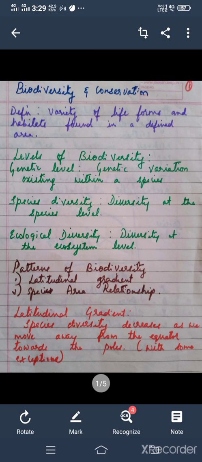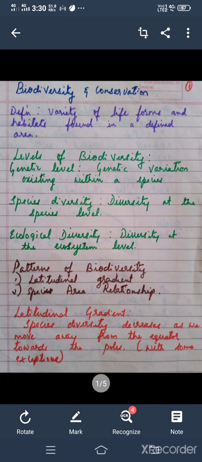Next is species diversity. It is defined as diversity at the species level. So we have taken the example of amphibian species with respect to the Western Ghats and Eastern Ghats. Next is ecological diversity, meaning diversity at the ecosystem level, because we can see different types of ecosystems existing on this earth. All the ecosystems have different types of species, either plants or animals, with respect to the temperature, sunlight, rainfall and all those things, and that is called ecological diversity.